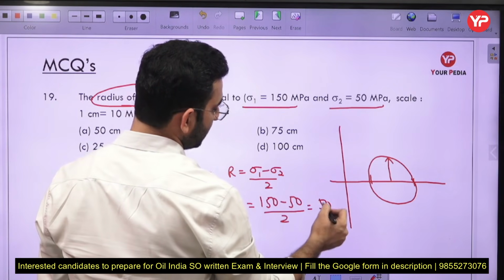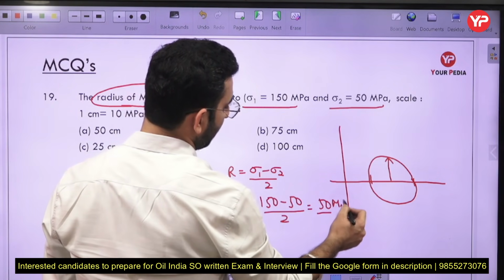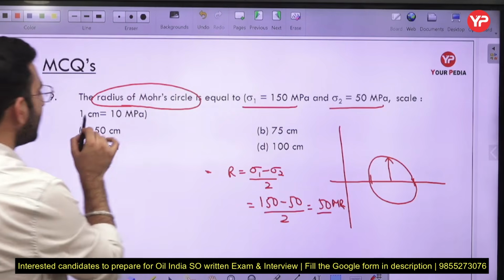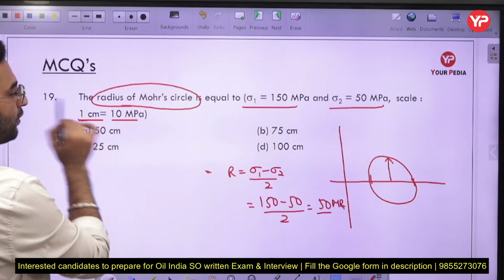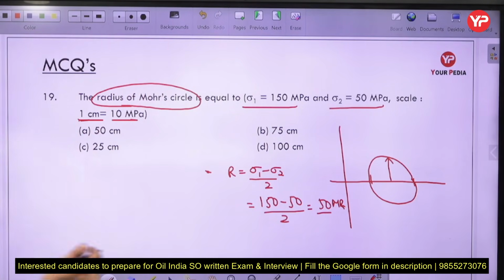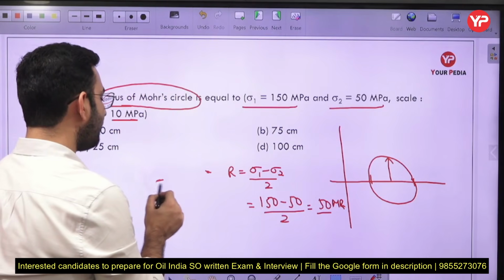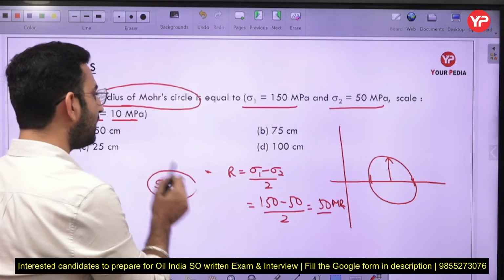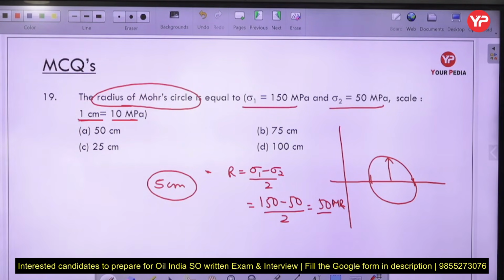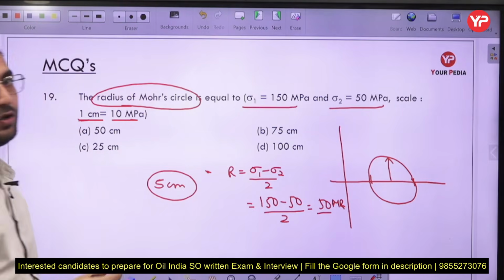So the corresponding answer is coming out to be 50 megapascal here. Now in this case, the scale is given to us that 1 centimeter is equal to 10 megapascal. So I can write that 50 megapascal is going to be equivalent to 5 centimeter. So I think there is some unit mistake here. Okay, so I think the unit is going to be millimeter here. So correspondingly, option number A will be the correct answer.